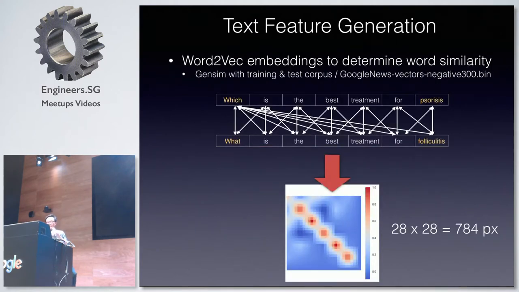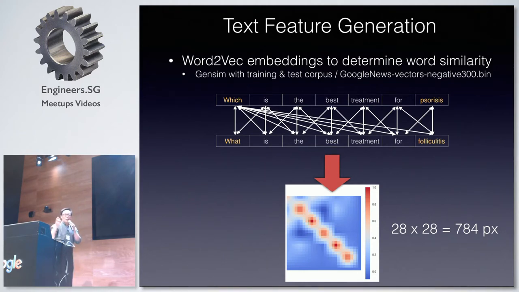Now, the next one is the word2vec embeddings to determine word similarity. Again, we do a word-by-word vector comparison, so this word compared to that word, and I'm using the word2vec similarity score. The word2vec was trained using Google's 3 billion word data set. So I loaded that in, ran the word2vec similarity score, and computed the score between every one of these words. What you get will be a matrix like that.